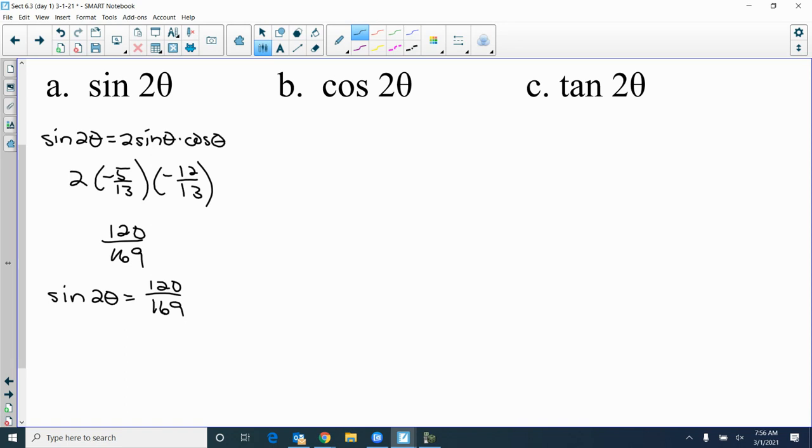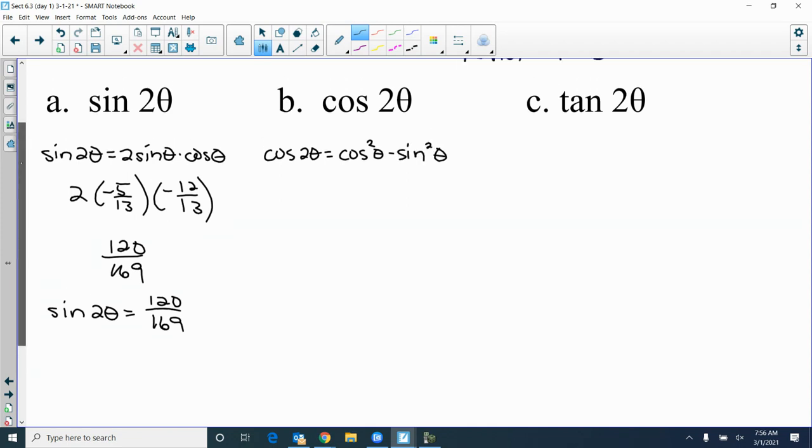All right, cosine 2 theta. You got 3 options to choose from. It really doesn't matter which one you use. It makes no difference. You got to get the same answer regardless. I'm just going to use the first one. Cosine of 2 theta equals, I believe it's cosine squared minus sine squared. Yep, you cannot flip the order either. You got to watch that. Cosine squared theta minus sine squared theta.